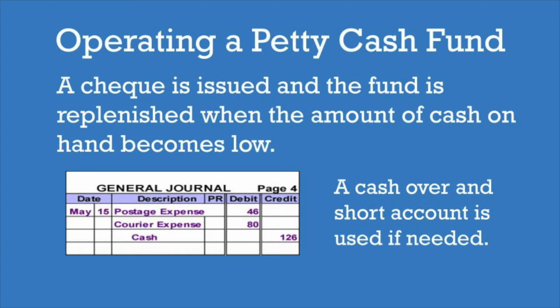So in terms of operating a petty cash fund, the cash required to replenish the cash in the can is the difference between what was in the fund, $150 let's say, and how much was spent.